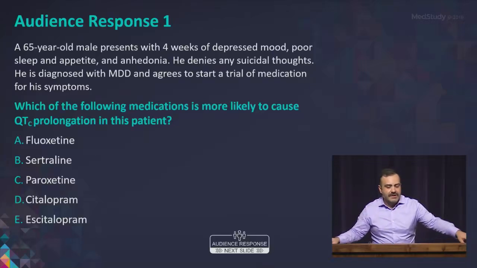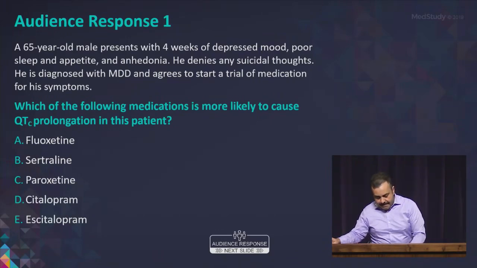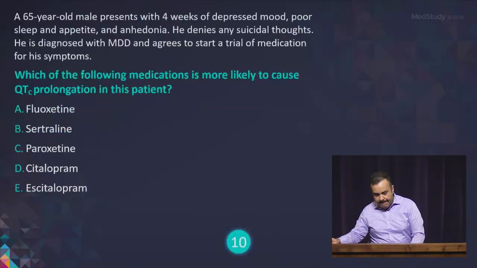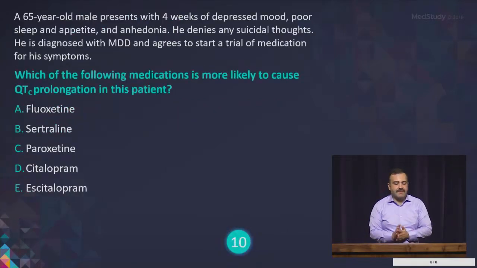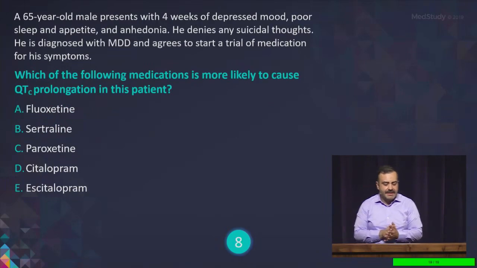So we have a question. A 65-year-old male presents with 4 weeks of depressed mood, poor sleep and appetite, and anhedonia. He denies any suicidal thoughts. He is diagnosed with MDD and agrees to start a trial of medication for his symptoms. Which of the following medications is more likely to cause QTc prolongation in this patient? The options are fluoxetine, sertraline, paroxetine, citalopram, and escitalopram.